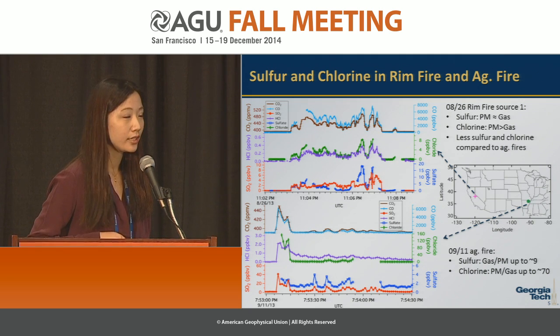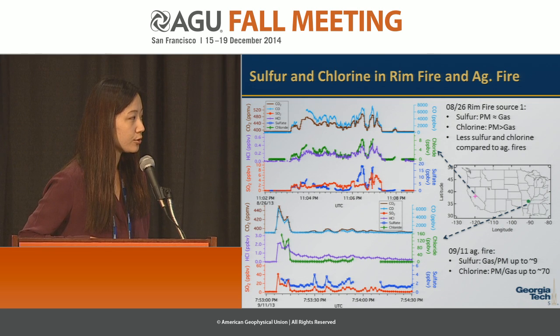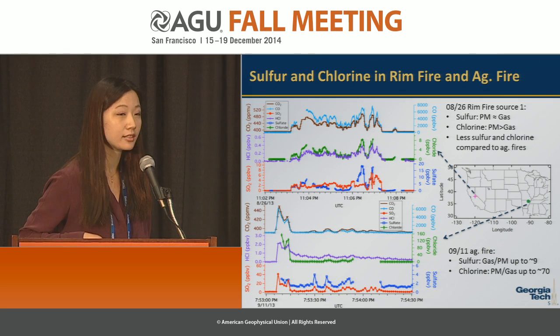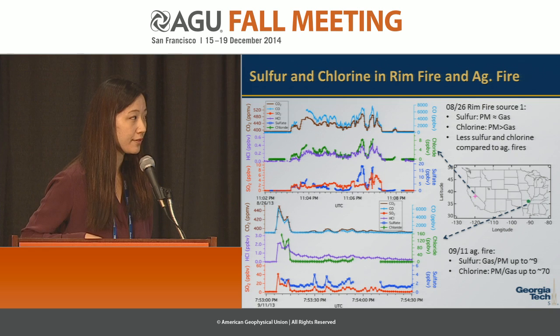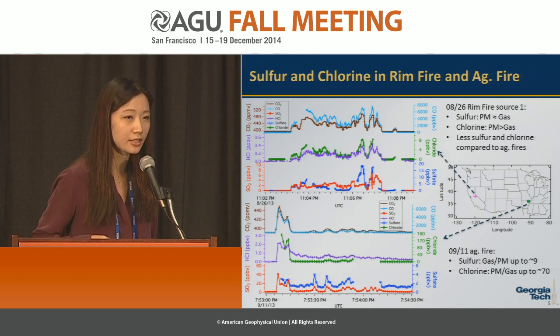For sulfur and chlorine, the agricultural fire, which is of much smaller magnitude than the Rim fire, emitted much higher SO2 and chloride. The SO2 in red reaches up to 40 ppb and chloride up to 160 ppb. In this ag fire, we found that sulfur in the gaseous SO2 was higher than that in sulfate. And for chlorine, the ratio of chloride to gaseous hydrochloric acid reaches up to 70. In all agricultural fires, we found that sulfur was mainly emitted as SO2 and chlorine was mainly in the form of chloride.